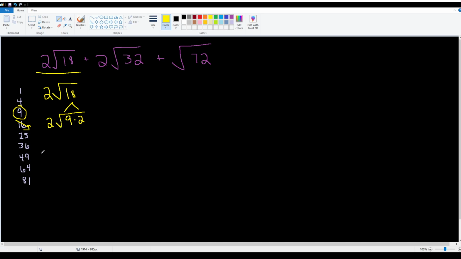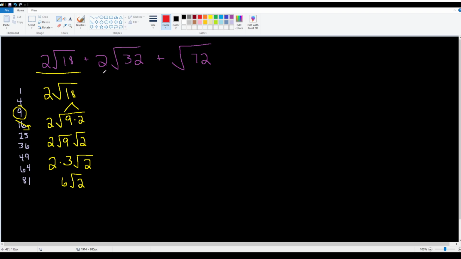So now I can split my square root up into the square root of 9 and the square root of 2. And now the square root of 9, as we know, is just 3, so this becomes 2 times 3 square root of 2, or 2 times 3 is 6 square root of 2. So we see how now we don't have a radical 18 anymore. Now we have a radical 2. Now it still doesn't match these, but we haven't gone and simplified each of these problems either. So we have to go do that as well.